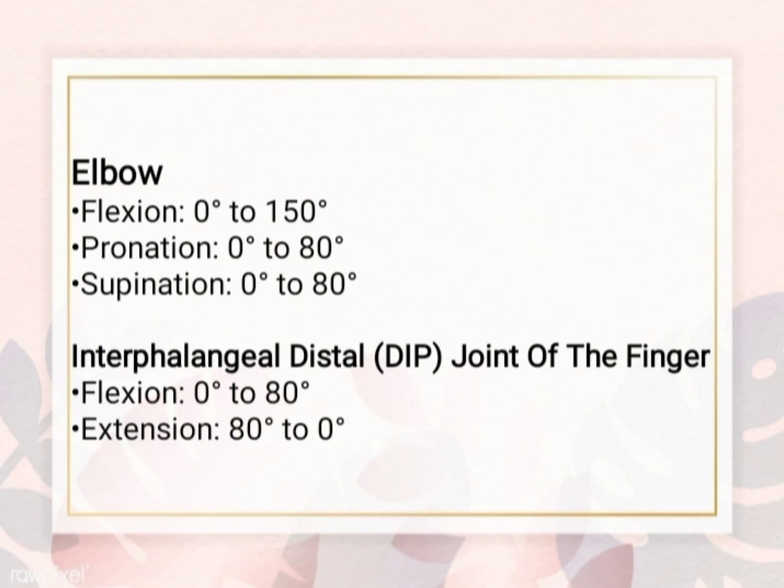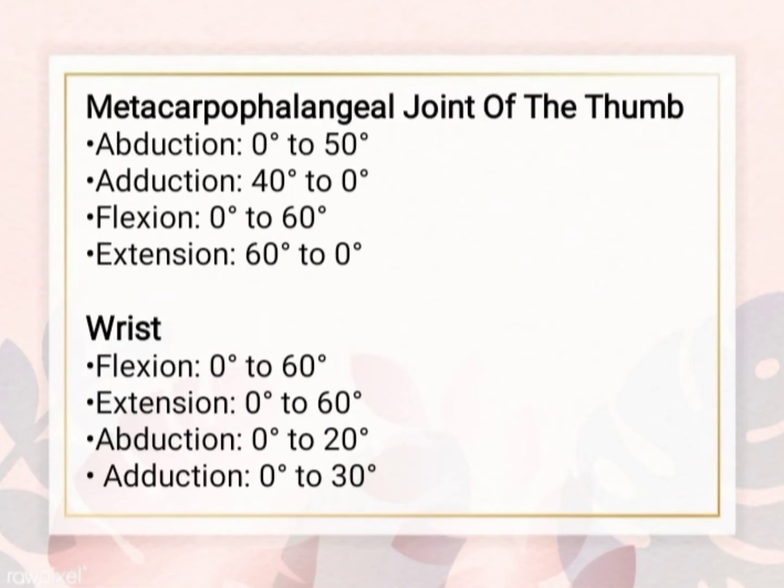And then the interphalangeal distal or DIP joint of the finger, flexion 0 degrees to 80 degrees and extension 80 degrees to 0 degrees. Joint movement of the metacarpophalangeal joint of the thumb, abduction, that is 0 degrees to 50 degrees, adduction 40 degrees to 0 degrees, flexion 0 degrees to 60 degrees, and extension 60 degrees to 0 degrees.